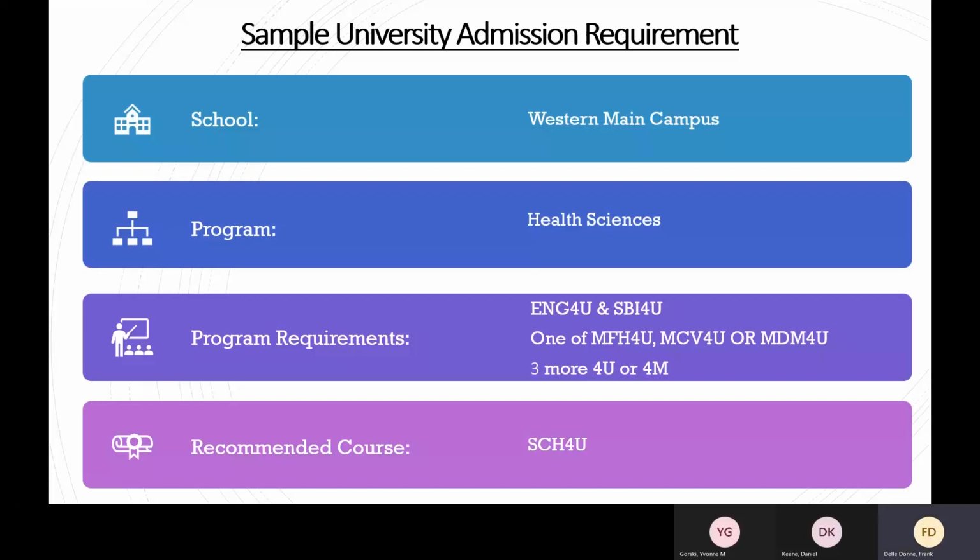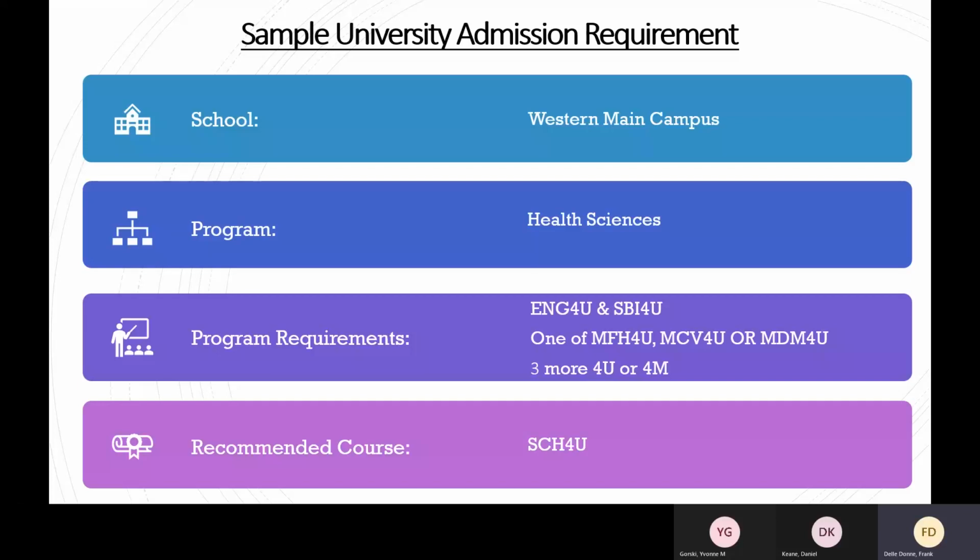This program also has a recommended course, and that recommended course is 4U chemistry. You do not need to have chemistry to be able to apply and get accepted into this program. However, we strongly recommend that you do take chemistry.